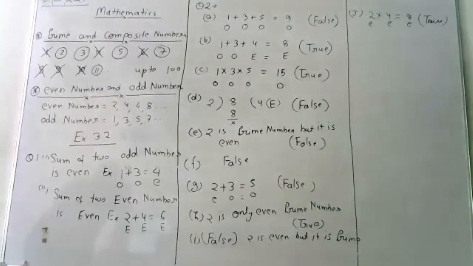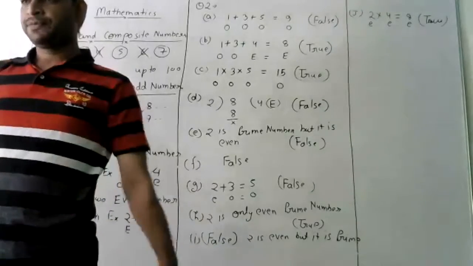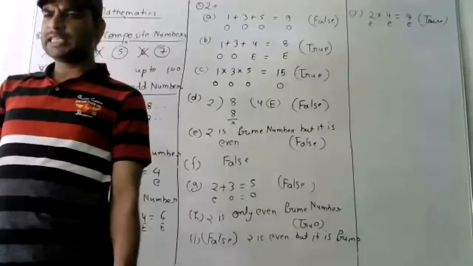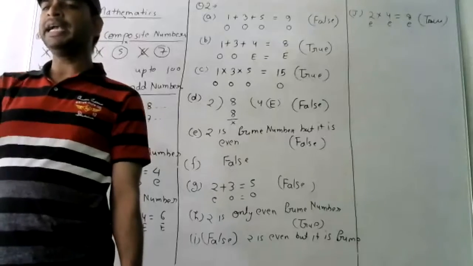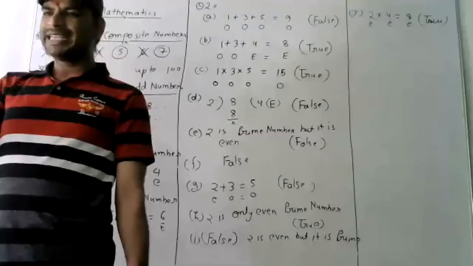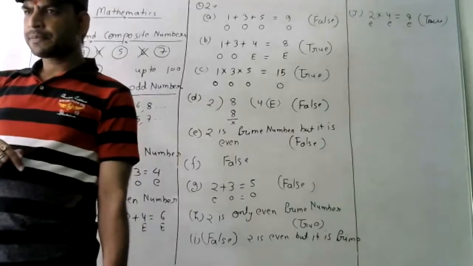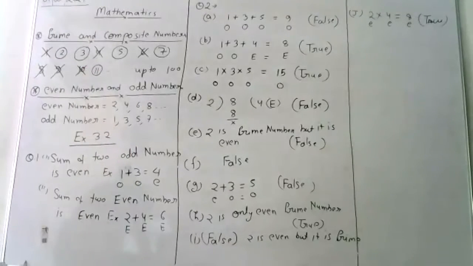After completing, Master Ashutosh Kumar Yadav has one query. Ask your question. Sir, what are prime numbers? What is a prime number? A number which is divisible by only 1 and itself is called a prime number. Okay.